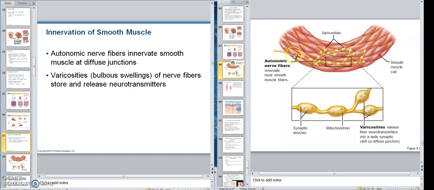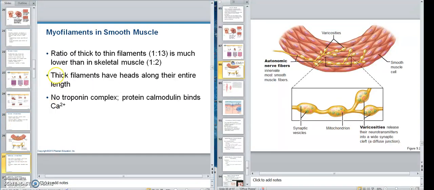So this is the end of the autonomic neuron, but instead of having a synaptic end bulb, you have a bunch of these little things that go up between the smooth muscle, these varicosities here. Okay. The thick to thin filaments. In skeletal it's, let's say, 1 to 2, but in this it's 1 to 13. That's weaker, because the smaller the ratio, the more strength.